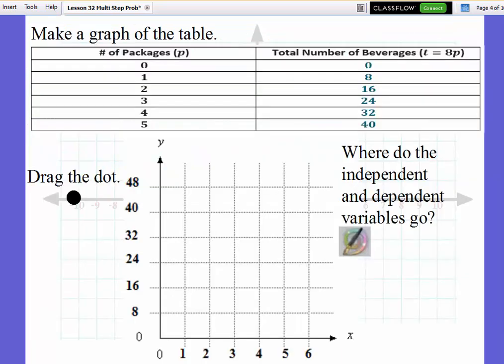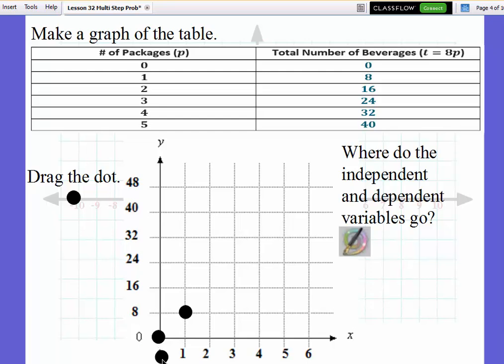Now let's take it a step further. I'm going to graph all of my points. Well, my first point is going to be 0, 0. So where would that be? That's going to be right down here. My next point is going to be 1, 8. So I'm going to go over 1 spot, and then I go up 8, and there's that 8 right there.